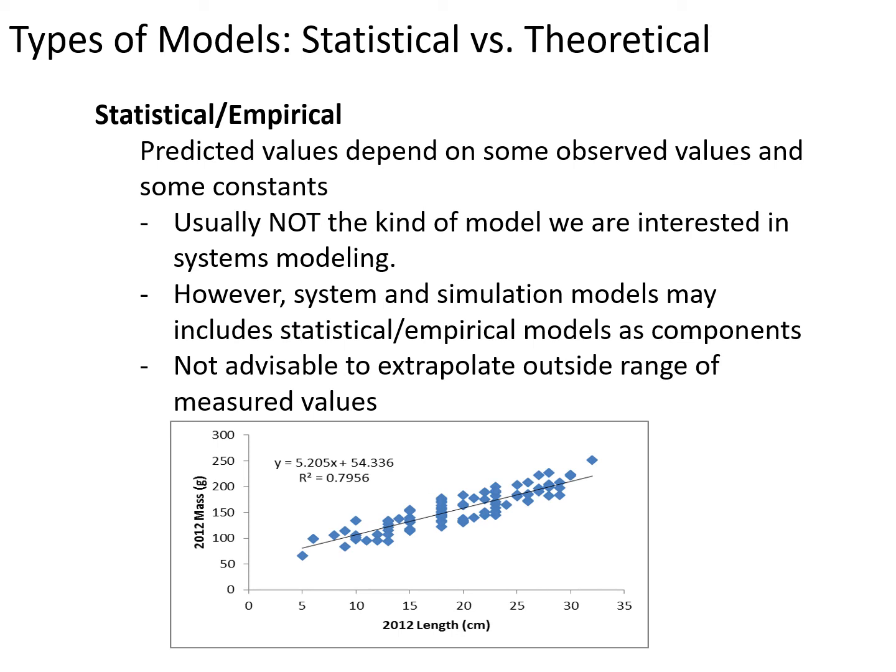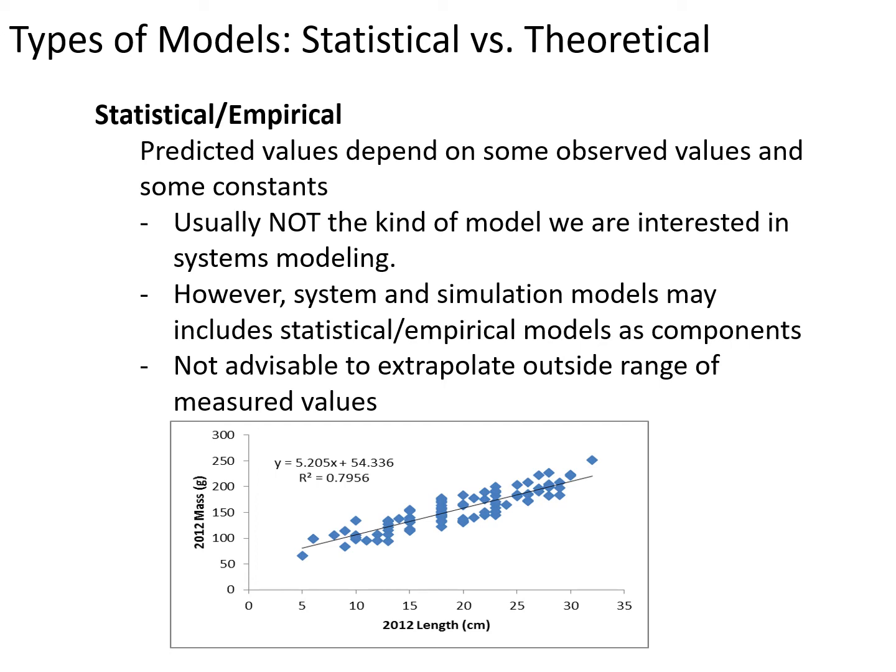Statistical empirical models, so these are predicted values depending on some observed value and some constants. They're usually not the kind of model we're interested in systems modeling. However, systems and simulation models may include statistical empirical models as components.